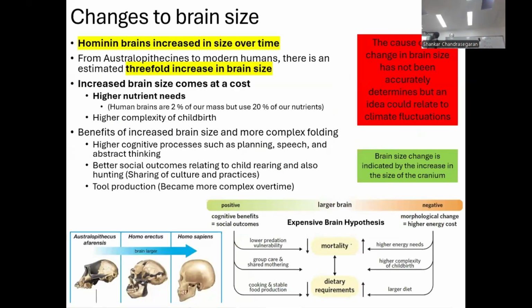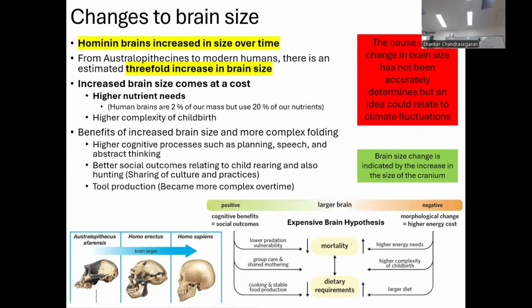Okay, so the first thing is that from Australopithecus coming to modern humans, we had an increase in the brain size, almost a threefold increase in brain size compared to the early Australopithecus, and this basically had its advantages and also disadvantages.